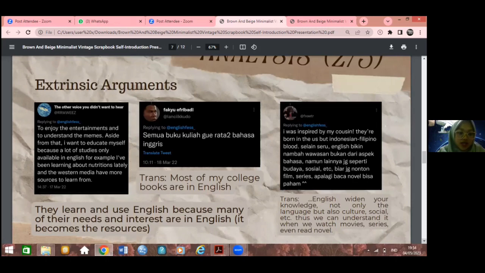Also, "I want to educate myself because a lot of studies are only available in English." So it means English can be a source of knowledge. It's also supported with the next one. He said that most of my college books are in English. Also, the last one, she said English widens your knowledge, not only the language, but also cultural, social, and other. Also, we can understand it when we watch movies, series, and even read novels. Next slide, please.